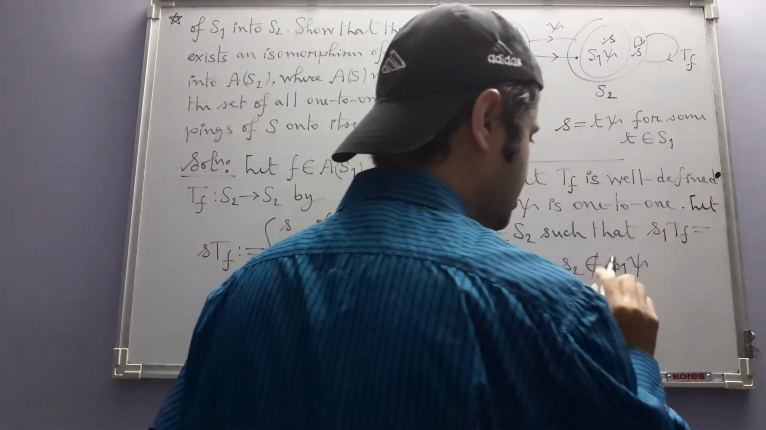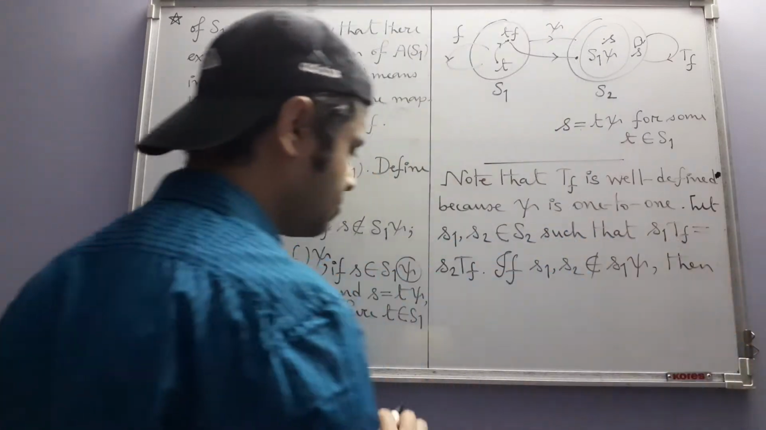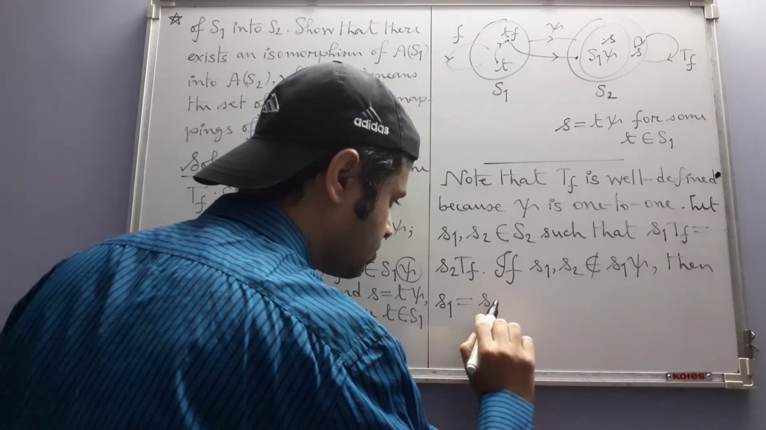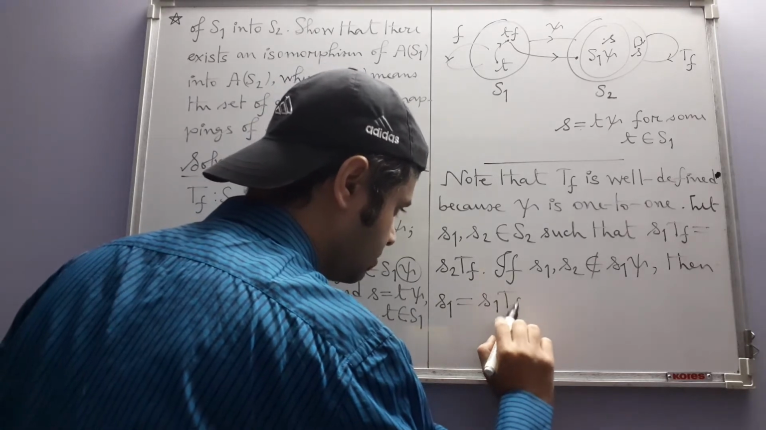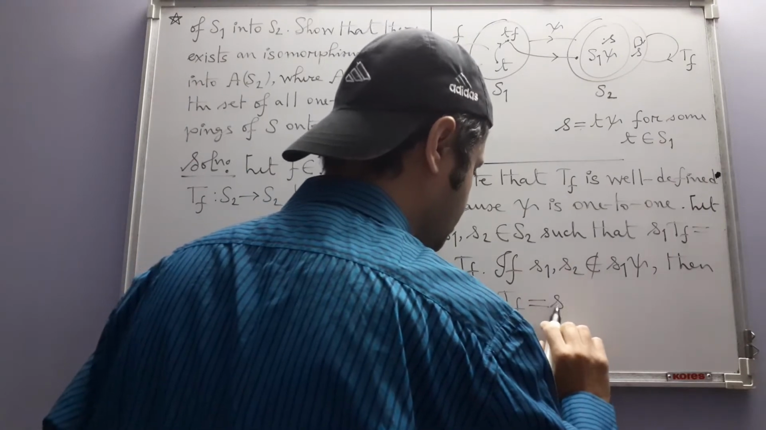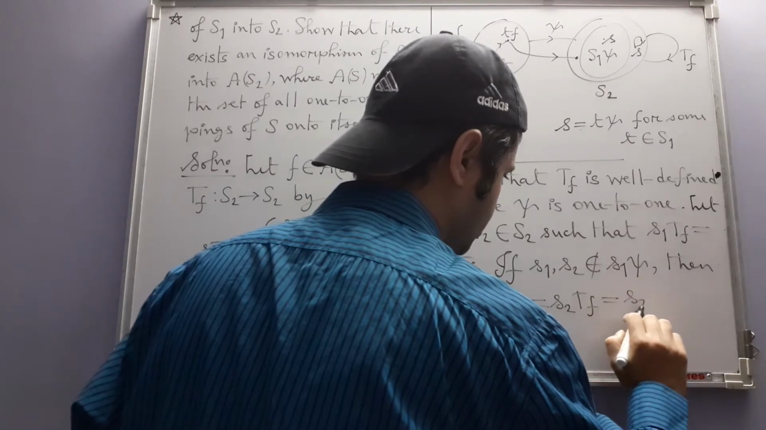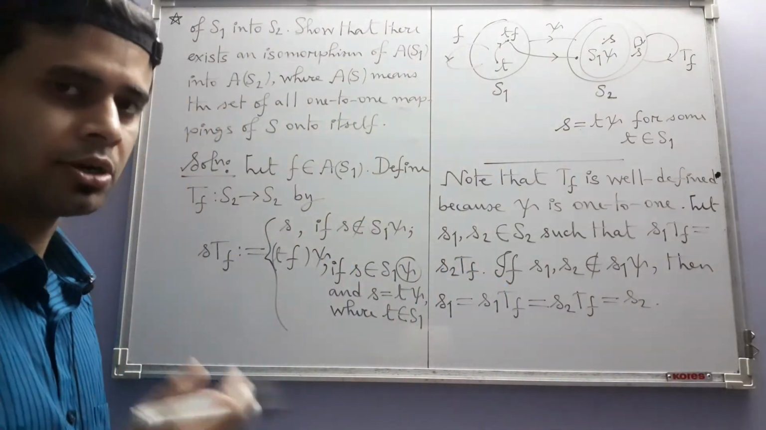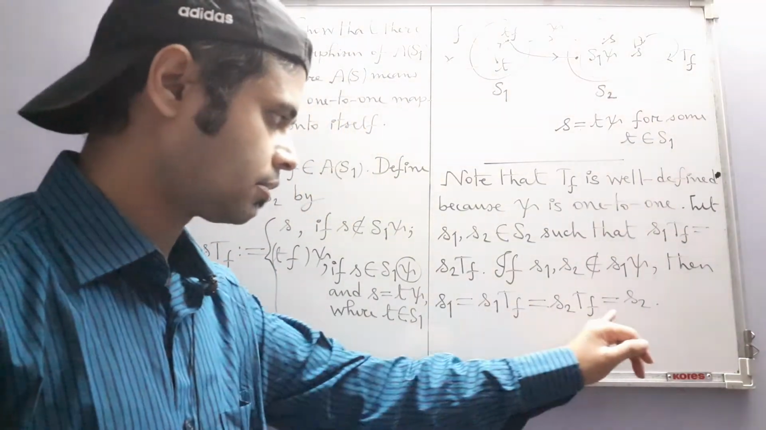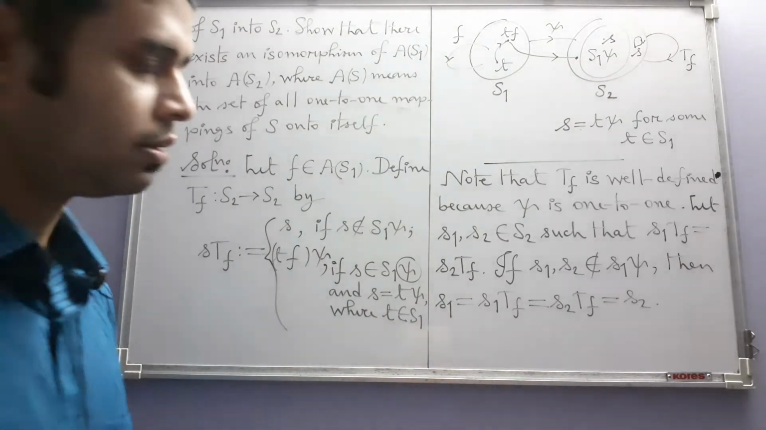If none of them is in S1 psi, then by the definition of TF, S1 is equal to S1 TF, which according to our assumption is S2 TF, but that is equal to S2 because S2 also does not belong to S1 psi. So in this case we are getting the conclusion that the inputs are equal when the outputs are equal.